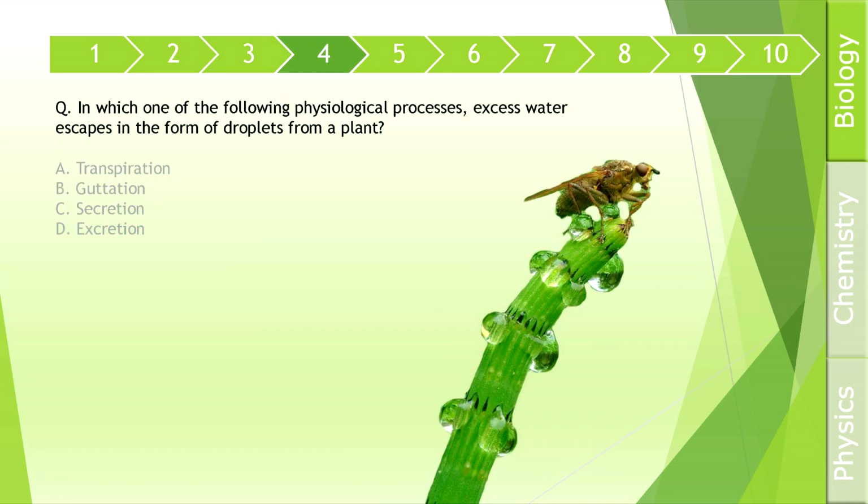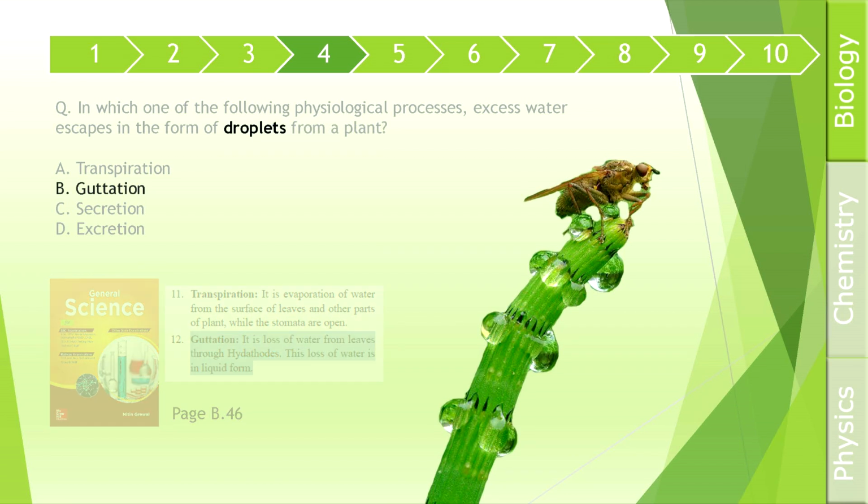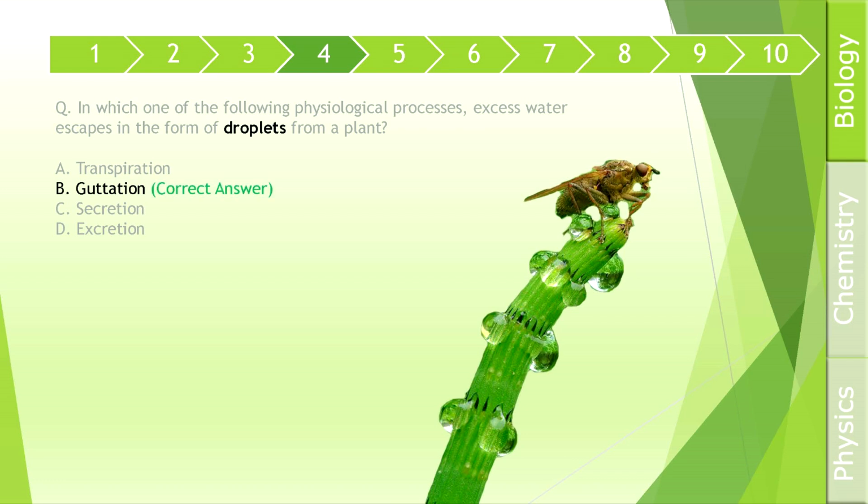Question 4 asks the name of the process when water escapes as droplets of water. For this, refer to page B46. I clearly mentioned in the definition of guttation that water oozes out in liquid form. This is very different from transpiration from leaves, where water leaves in gaseous form, as discussed in question number 2. Now notice the question, how it clearly asks about the water droplets. That leaves us with no choice but mark option B as our correct answer.